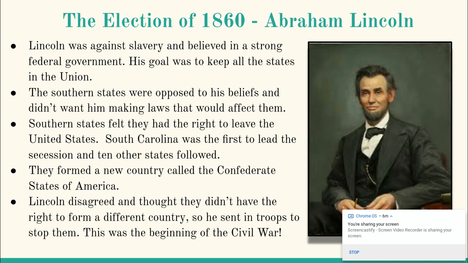So the southern states were opposed to Lincoln's beliefs. They didn't want him making laws that would affect them, trying to get rid of slavery. They didn't want that. Southern states felt they had the right to leave the United States or secede, like I just used that word before. South Carolina was the first state to secede. They led the secession, and 10 other states followed. So 11 states seceded or broke away from the United States. They formed a new country that they called the Confederate States of America. Lincoln disagreed and thought they didn't have the right to form a different country, so he sent in troops to stop them, and this began the Civil War.